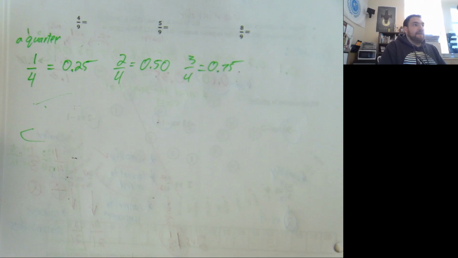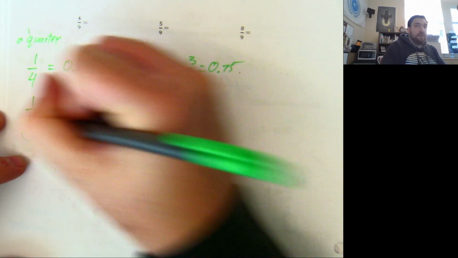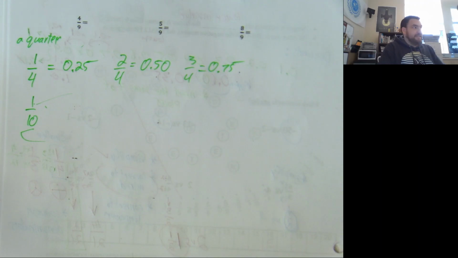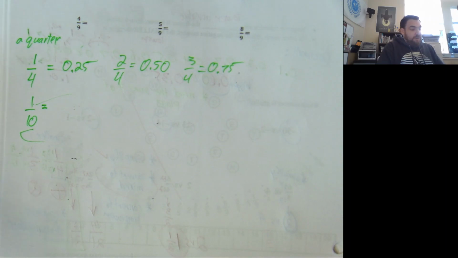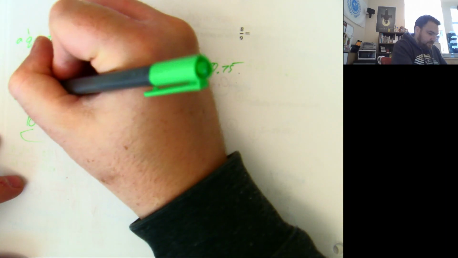Let's take the money and go a little bit smaller. The next coin down is a dime, and a dime is worth what? 10 cents. Well, how many dimes do I need to make a dollar? 10 of them. So 1 dime is 1/10 of a dollar because you need 10 of them. Tenths are easy to do as fractions, especially if you connect them to money.